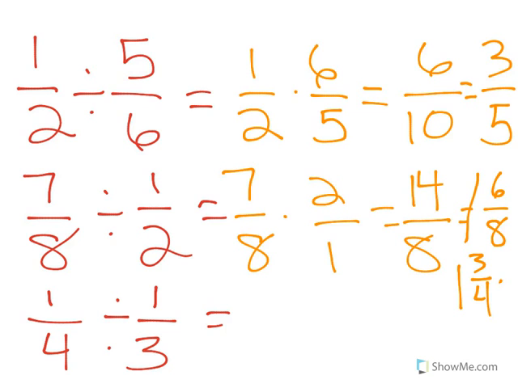Okay, 1/4 divided by 1/3 becomes 1/4 times 3/1. That gives me 1 times 3 is 3, 4 times 1 is 4, 3/4 as an answer. That's it for multiplying and dividing fractions.